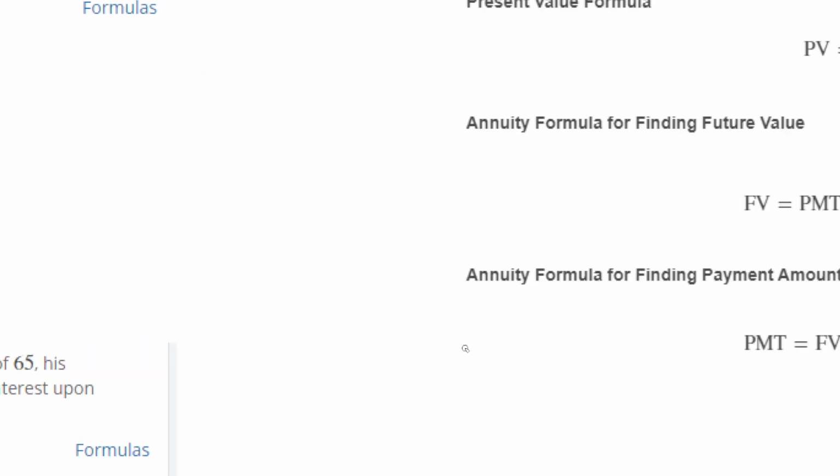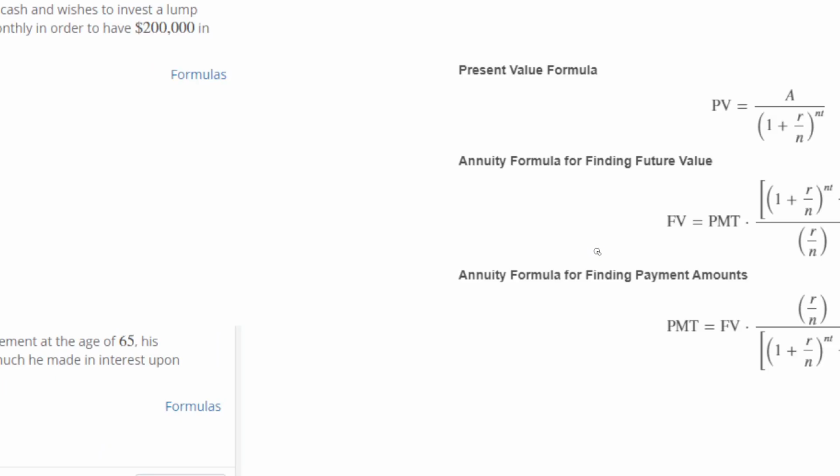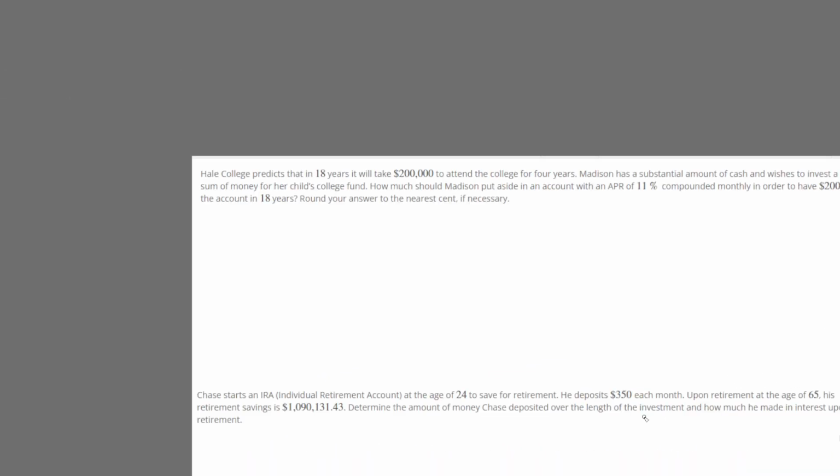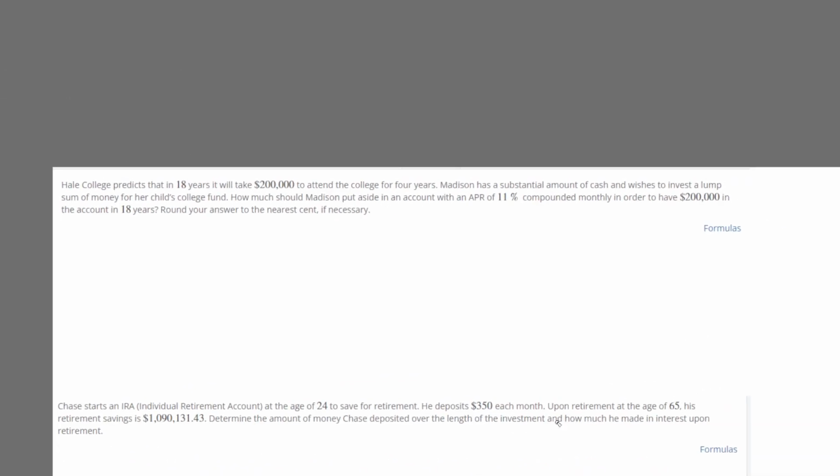So let's jump into some example problems. Okay. Hale College predicts that in 18 years, it will take $200,000 to attend college for 4 years. Madison has a substantial amount of cash and wishes to invest a lump sum of money for her child's college fund. How much should Madison put aside in an account with APR of 11%, compounded monthly, in order to have $20,000 in the account in 18 years?